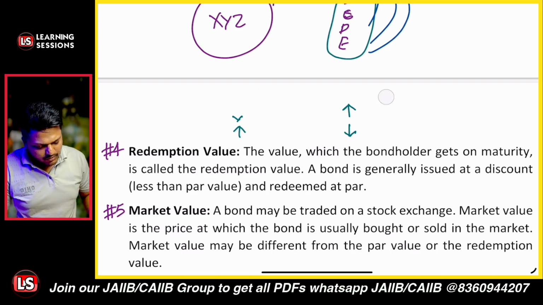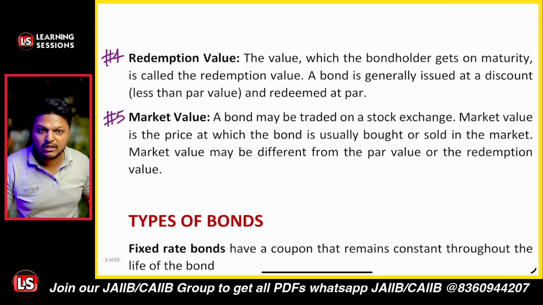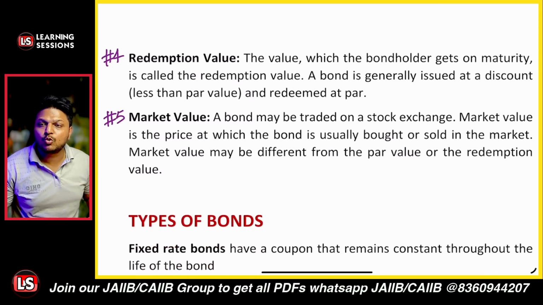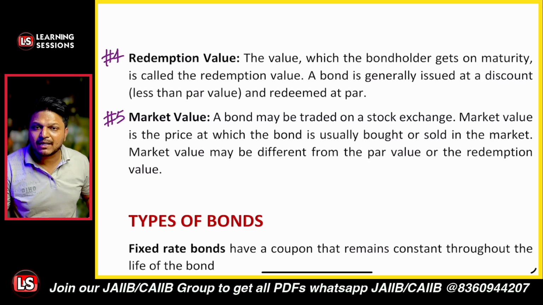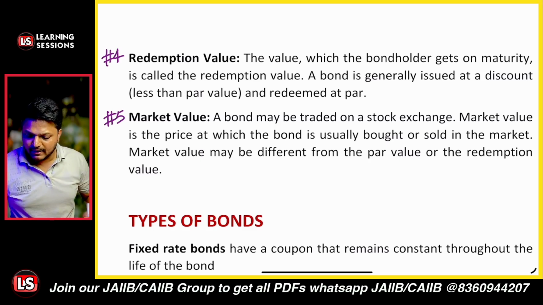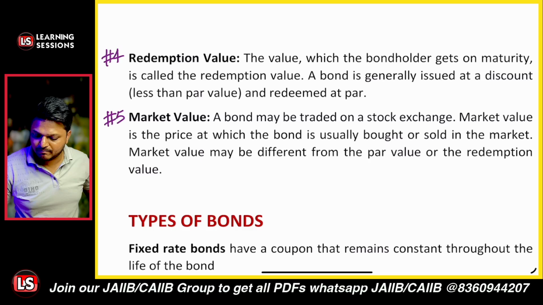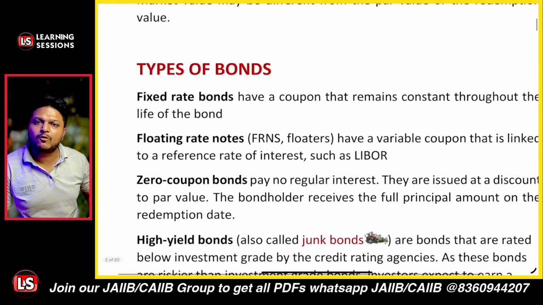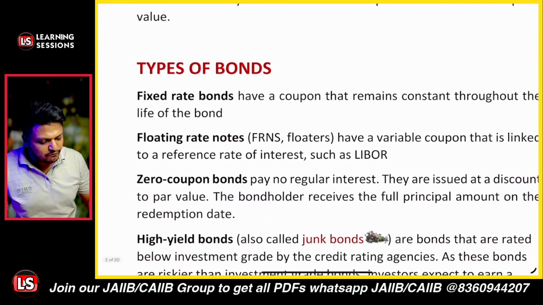When the bonds are traded on the stock exchange, the market value of the bond is the price at which the bonds are bought and sold. And definitely the market value can be different from the redemption value or from the other values. Is this particular point clear to you? Right. Now let's consider different types of bonds. I just told you a very generic thing, that you will be getting a fixed bond.